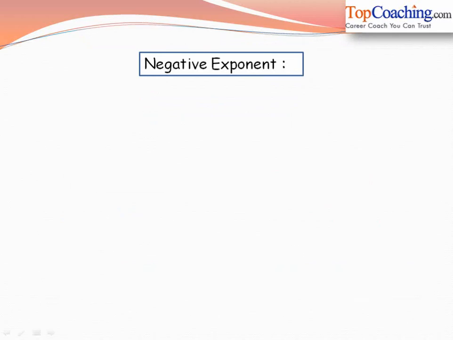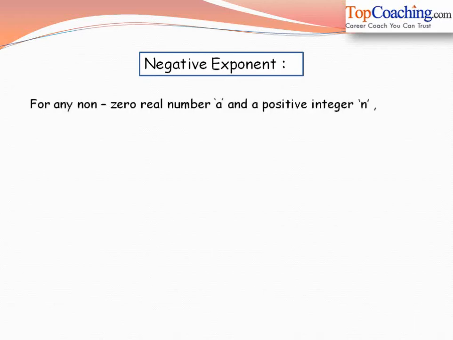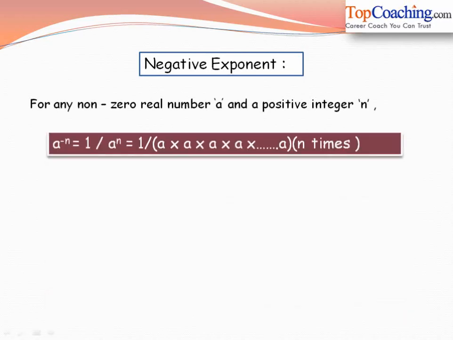Now let's take the case for negative exponent. Earlier we have seen the case of positive exponent. Let's see about the negative exponent. For any non-zero real number a and a positive integer n, a to the power of minus n is equal to 1 by a to the power of n, and this is equal to 1 by a into a into a and so on up to n times. So this is actually minus n, as n is a positive integer, therefore minus n would be a negative integer.